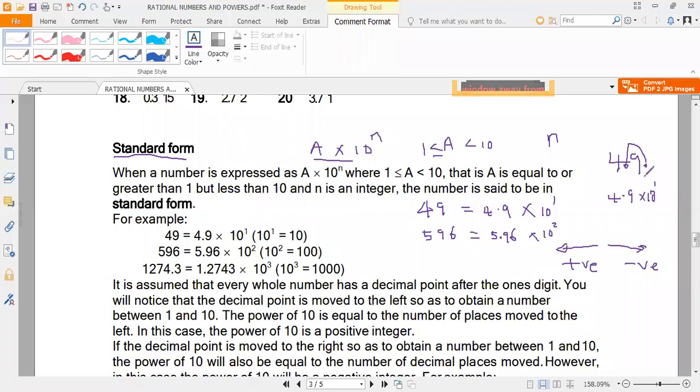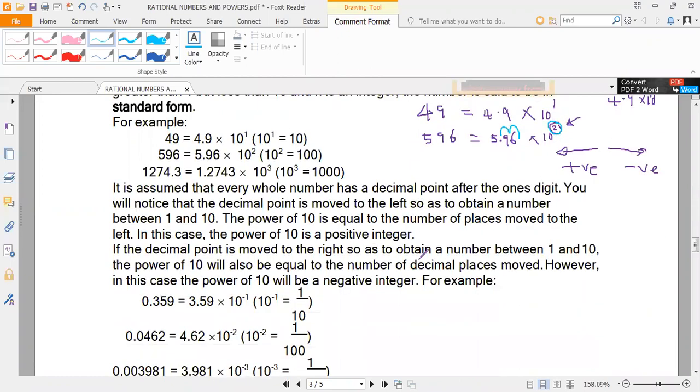So the power, for example here in this case, the power is 2. The number to put on the power depends on how many steps the decimal point has moved, either behind or in front, that is left or right. In the case of 49, the decimal point moved from here up to here. It is one step, that's why the power is 1. In the case of 596, the decimal point moved from here. It moved 1 step, 2 steps. So that's why the power is 2.